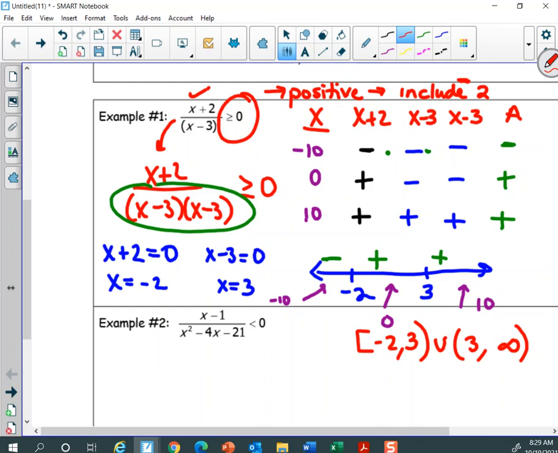Never include the number from the denominator. You always put a curve on it. If it's like this where I had 2 pluses, we still have to kind of skip it and go -2 to 3 and then 3 to infinity. We can't just do -2 to infinity. This was a little bit of a different problem with the squared. That's one curveball you might run into.